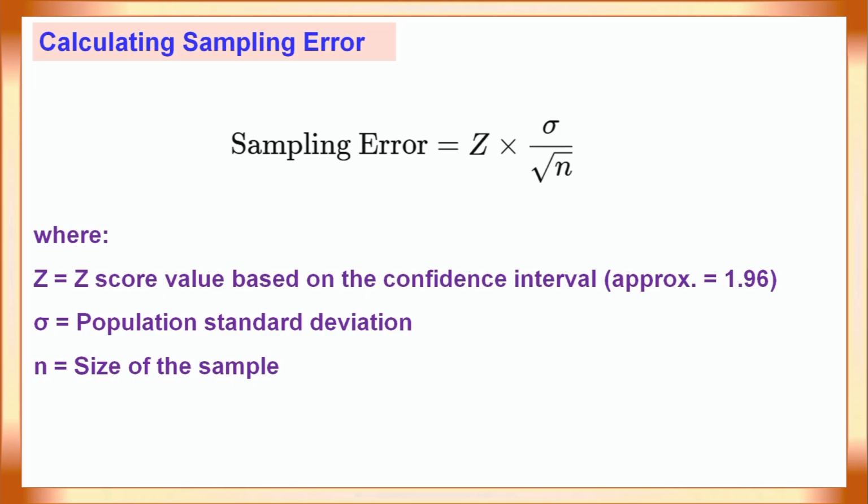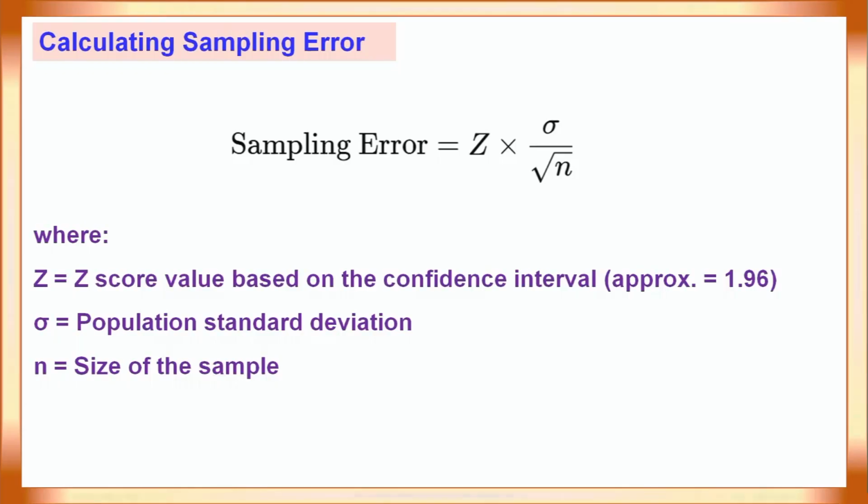And n is the size of the sample. Now, if you look into the formula, it is evident from this particular formula that if you keep on increasing the n, the sampling error will automatically decrease. Okay. But you cannot increase the sample size as much as possible.